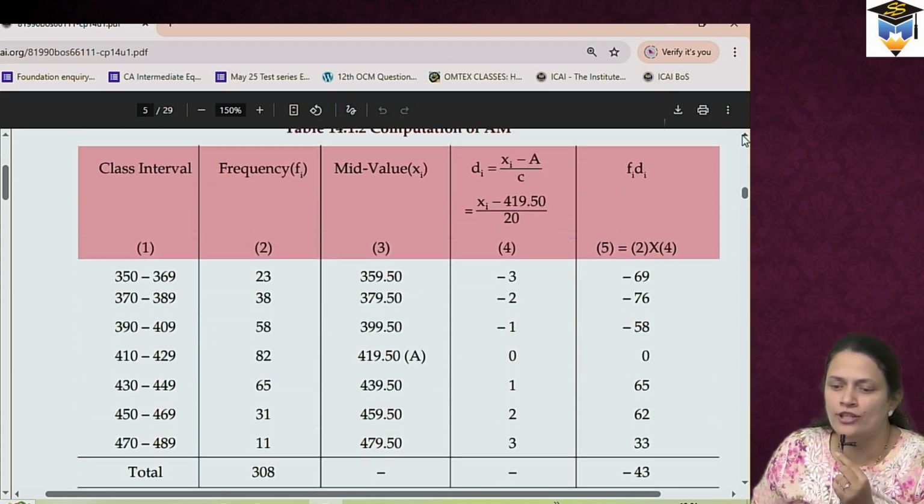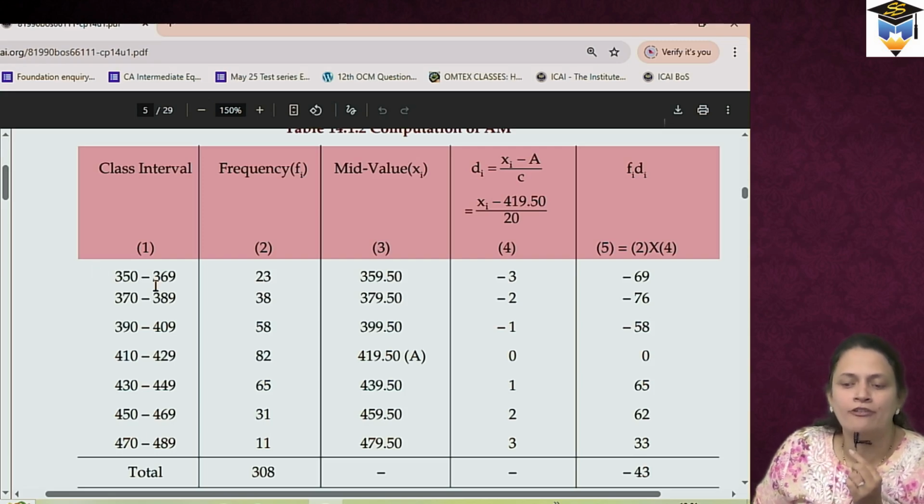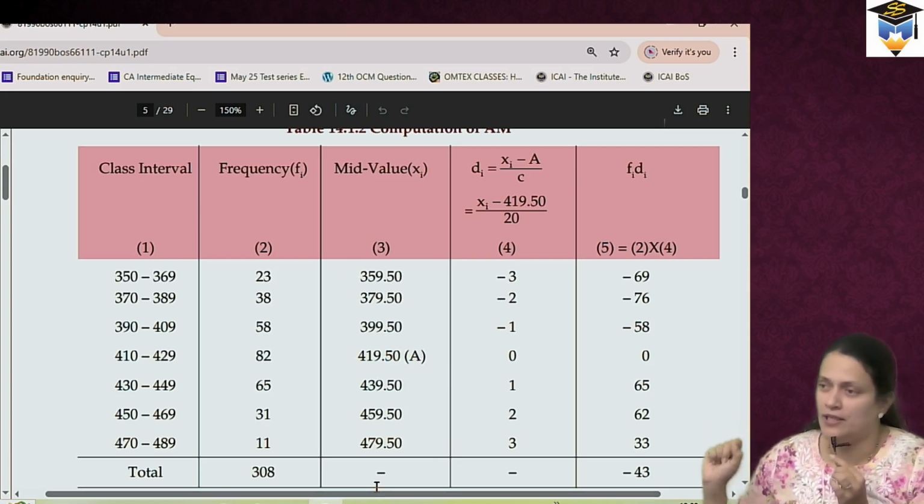So if you can see over here, in the class interval of 350 to 369, what is the frequency? 23. So they have found out the mid value of this class interval, which is (350 + 369) / 2, that comes out to be 359.50. Now D is calculated as xi minus assumed mean. So what they have done, they have taken the assumed mean as this. Generally, the mid value is taken as assumed mean.